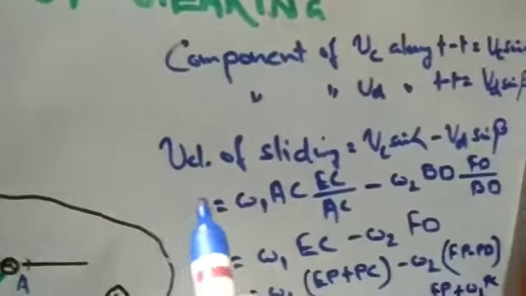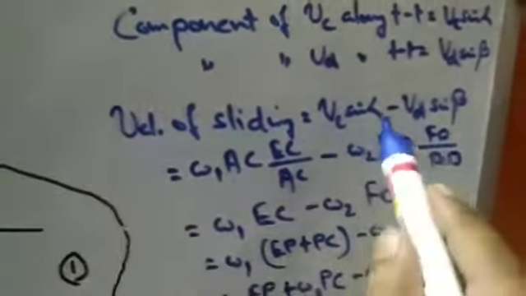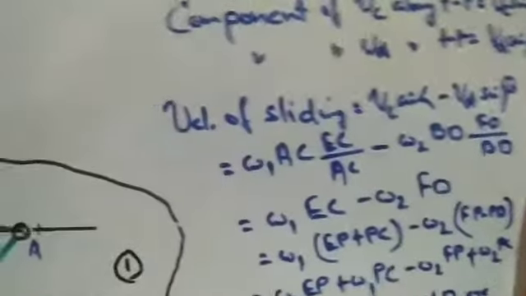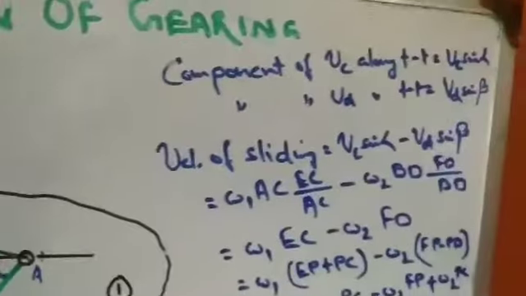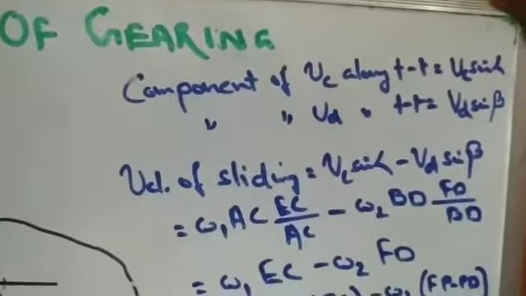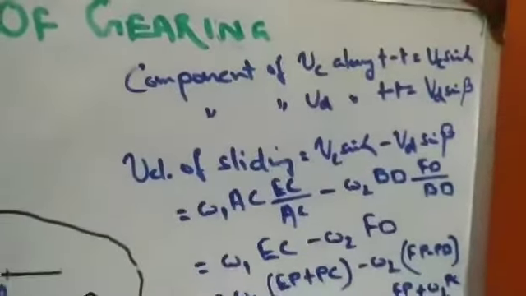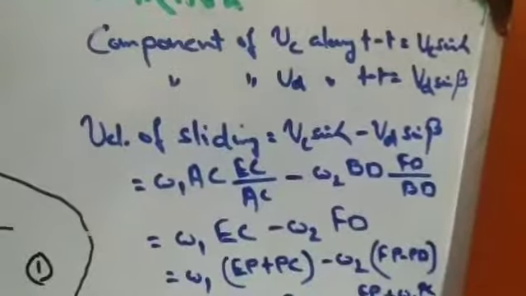That is the reason we have written the velocity of sliding as equal to Vc sine alpha minus Vd sine beta. There has to be some finite value for this. It cannot be 0 for the transmission of power from one gear to another.